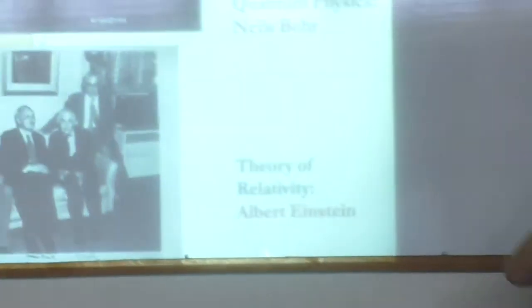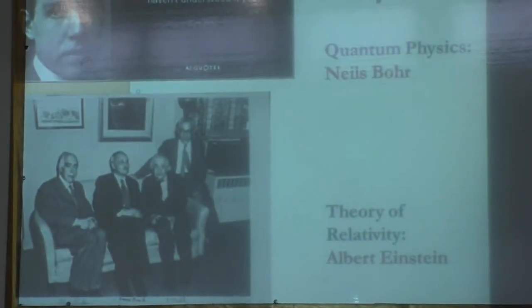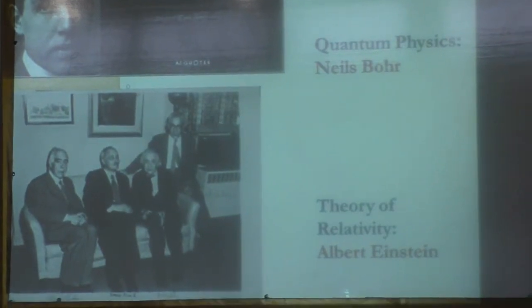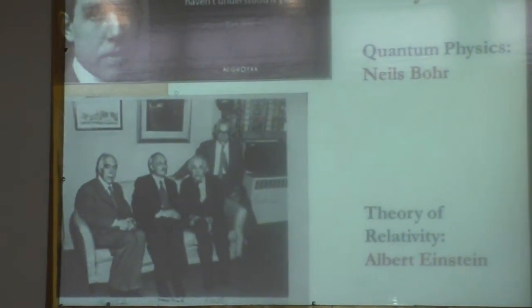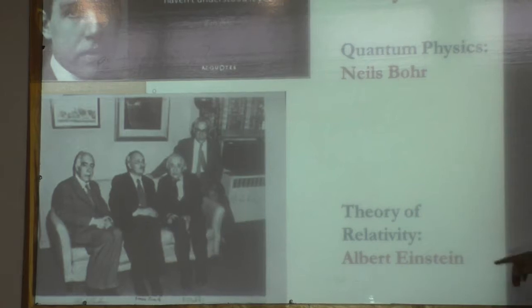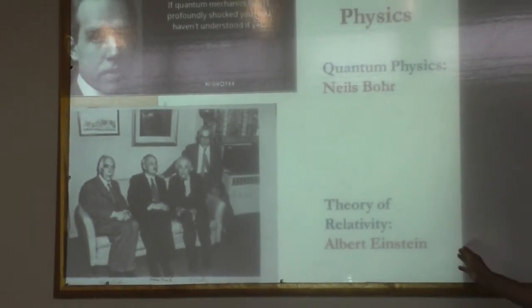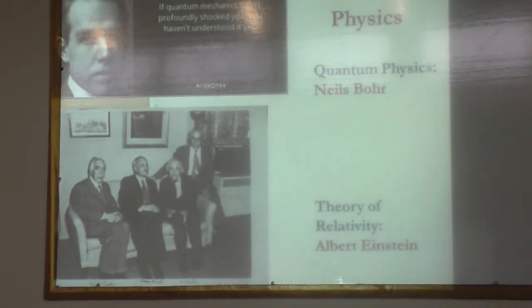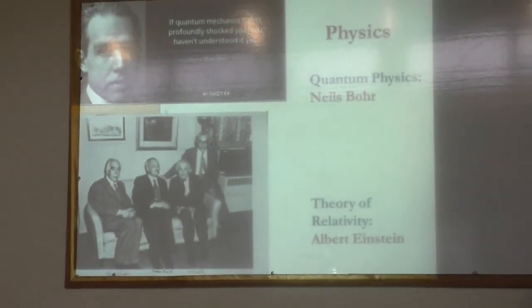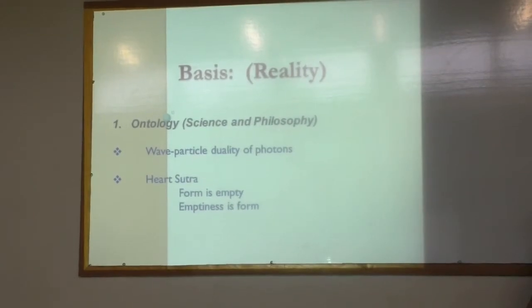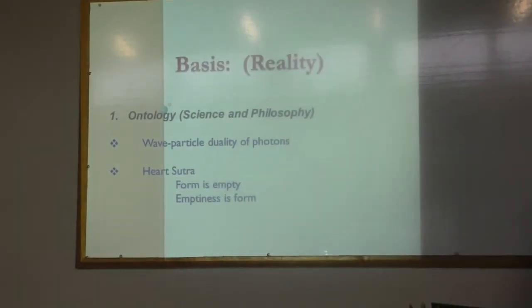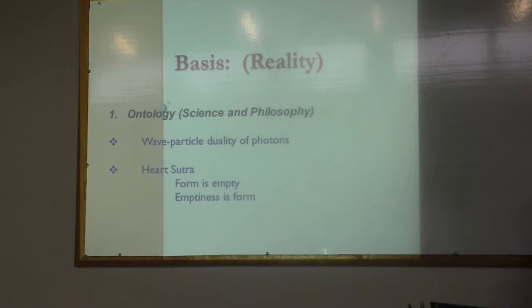Here, the first picture is Niels Bohr, who is mainly credited for his contribution to quantum mechanics, and the third one, the first from the right, Albert Einstein, who is mainly credited for the relativity theory. As we briefly touched earlier, ontology from the point of view of quantum physics and Buddhist philosophy.